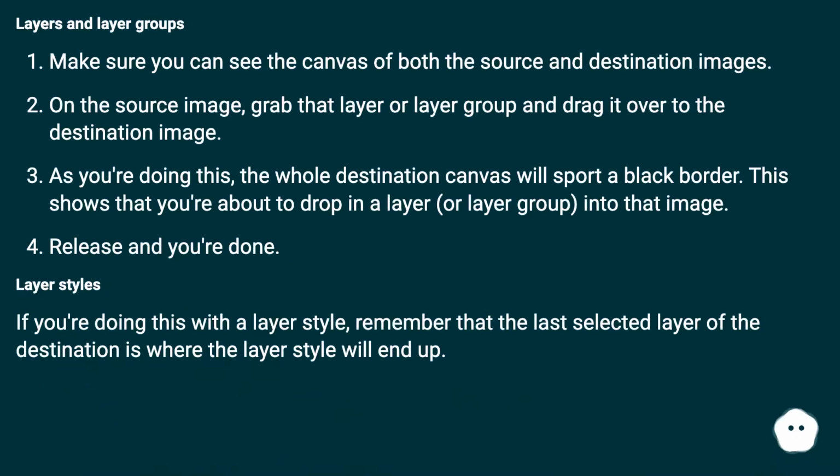Layers and layer groups. Make sure you can see the canvas of both the source and destination images. On the source image, grab that layer or layer group and drag it over to the destination image. As you're doing this, the whole destination canvas will sport a black border. This shows that you're about to drop in a layer or layer group into that image. Release and you're done.